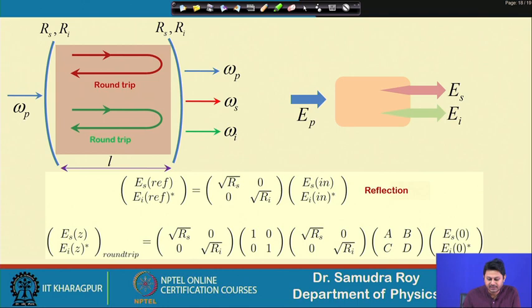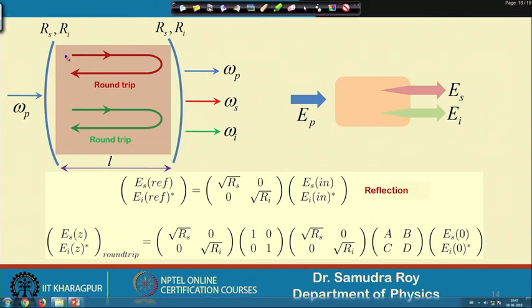Well, finally, what is going on here is very interesting: this field is generated here and makes a round trip, and this field is generated here and makes a round trip. Since these two fields make a round trip, if we want to find the round trip field, then we also need to multiply by the reflection matrix of the system. My goal here is to find the field starting from this point to coming back here. How this field will evolve can be understood by matrix multiplication.